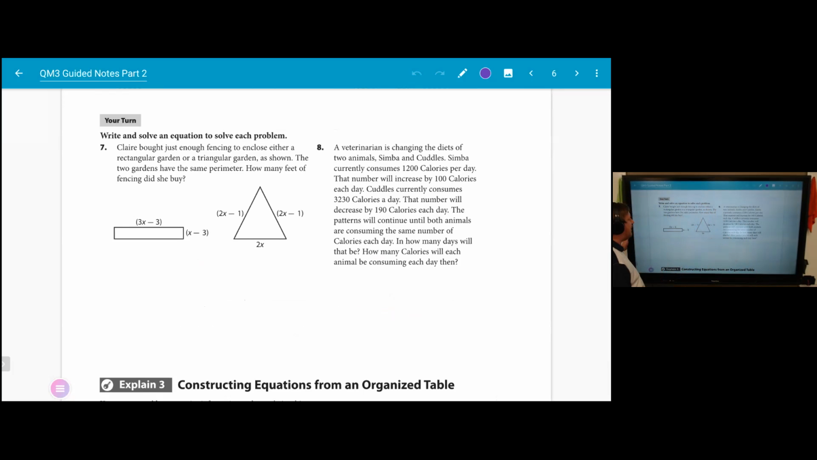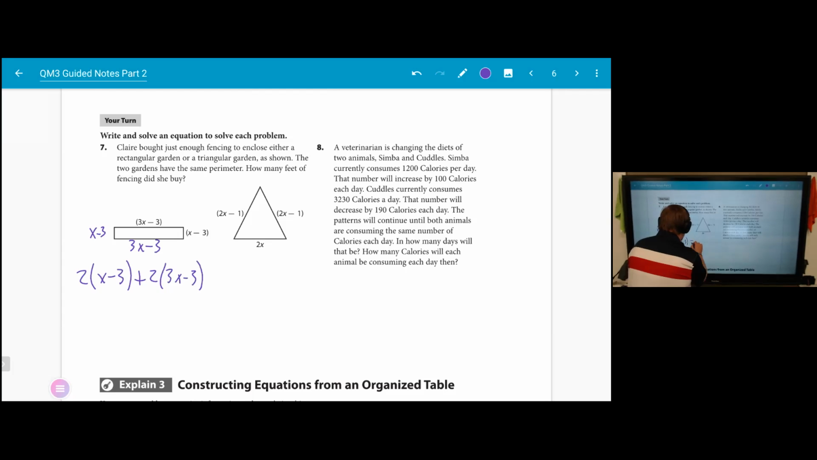It says Claire bought just enough fencing to enclose either a rectangular garden or a triangular garden as shown. The two gardens have the same perimeter. In other words, the same distance all the way around. How many feet of fencing did she buy? Let's look at the perimeter on this rectangle. I know that this side is also x minus 3 and this side is 3x minus 3. Perimeter is going to be 2 times the width plus 2 times the length. So 2 times x minus 3 plus 2 times 3x minus 3. And that is the perimeter for the rectangle.